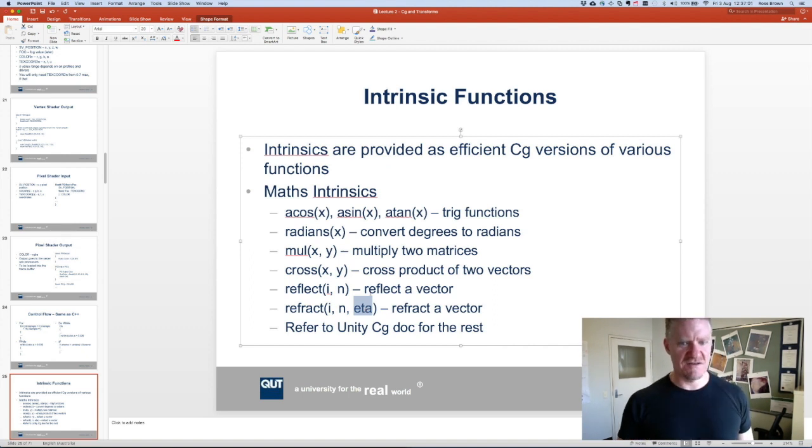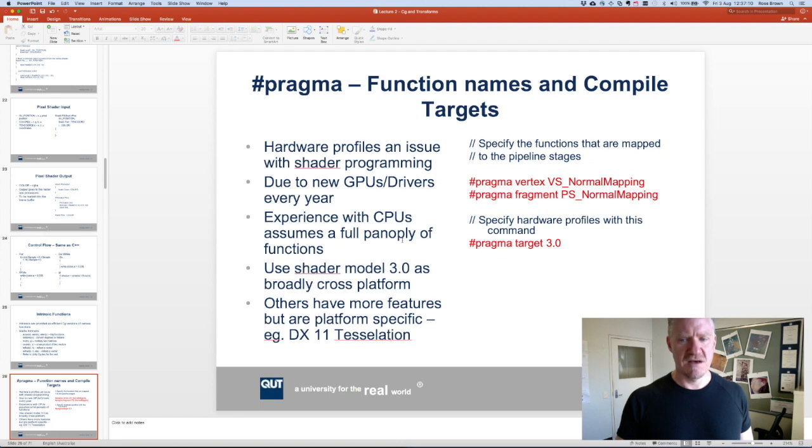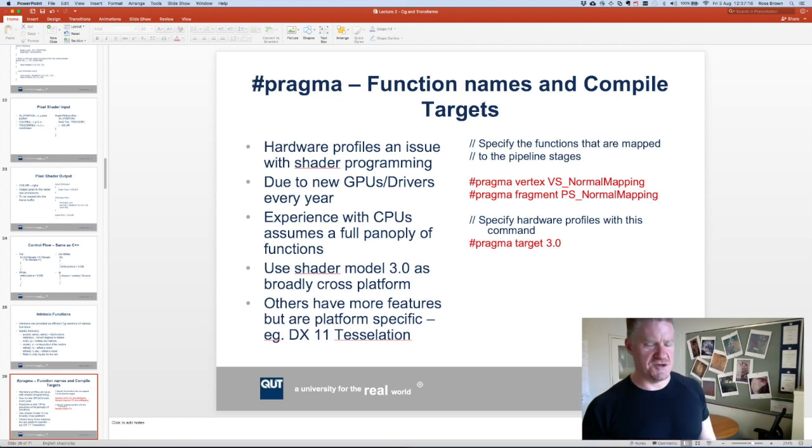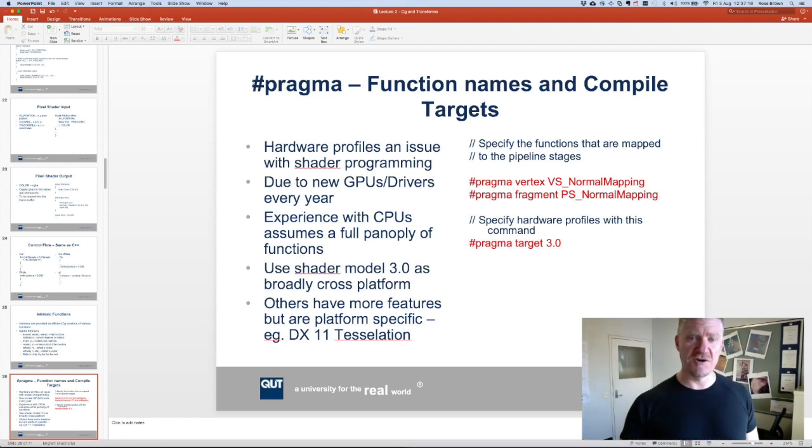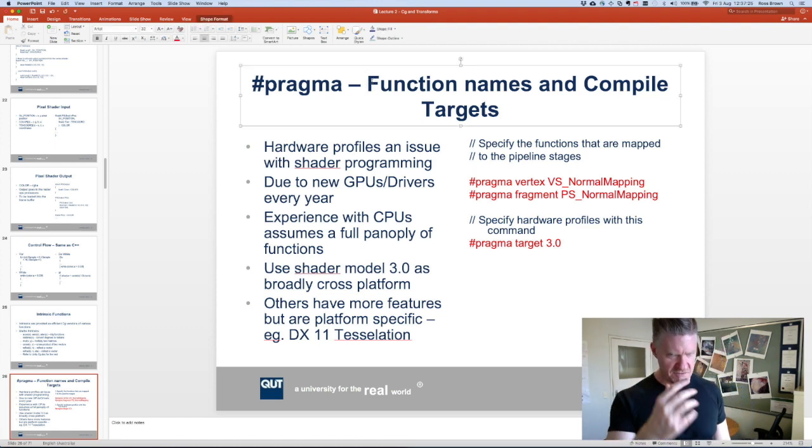So, I don't expect you to recreate them. Just use them. They're more efficiently developed than what you will write. So the hash pragma section that I mentioned: this is where you typically set up the function names. You define what will be used as the vertex shader and the pixel shader.